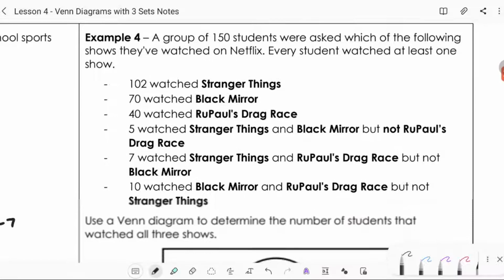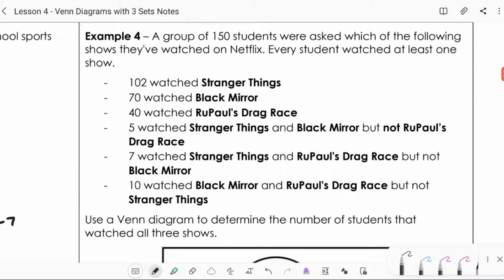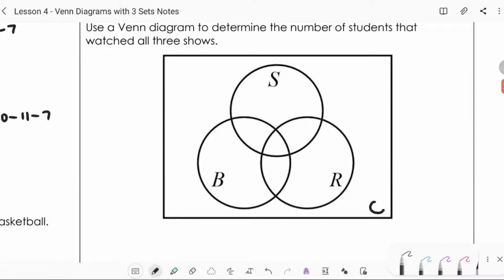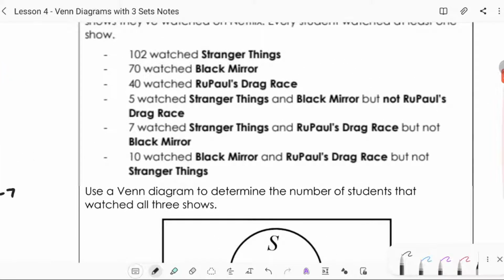All right, last example. A group of 150 students were asked which of the following shows they've watched on Netflix. Every student has watched at least one show. Right, so that's a good way of telling me that there's nobody outside. Right, looking for those keywords, thinking about why is this information given, right? What does it pertain to?